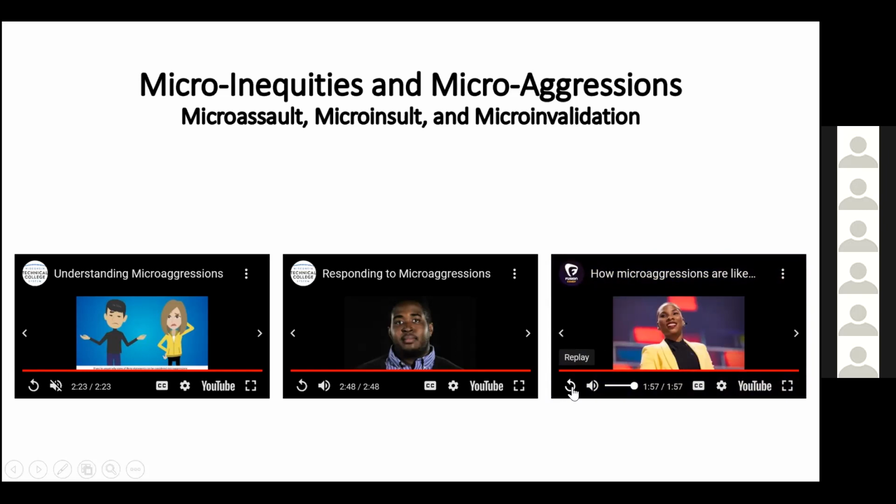Okay, so just a little bit more about these microinequities. You see that I have three other little definitions there. A microassault is actually considered blatant racism or demeaning comments. So you're not trying to hide that at all. It's not something that's subtle.